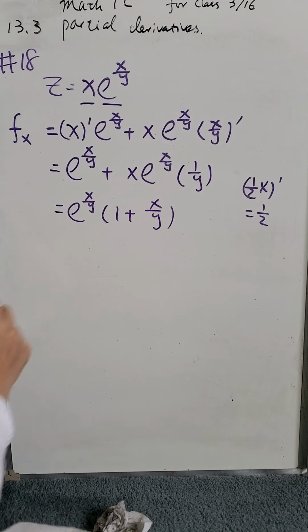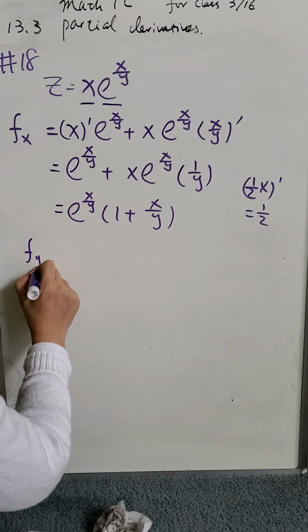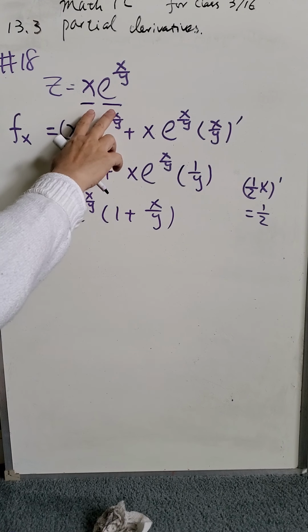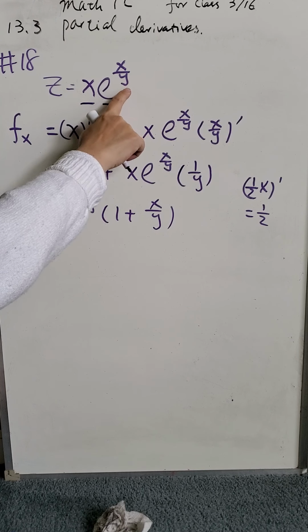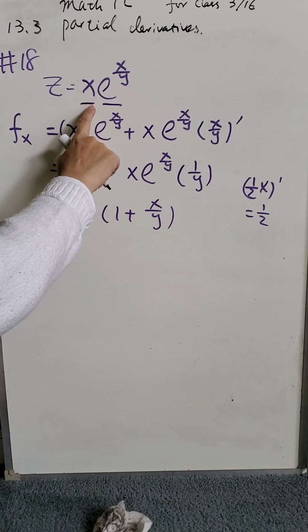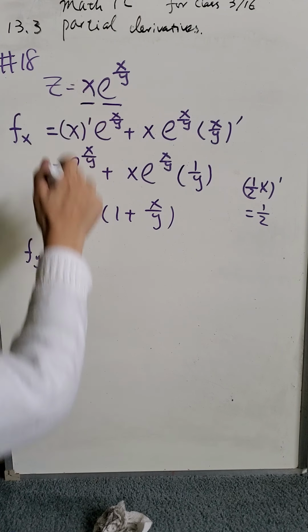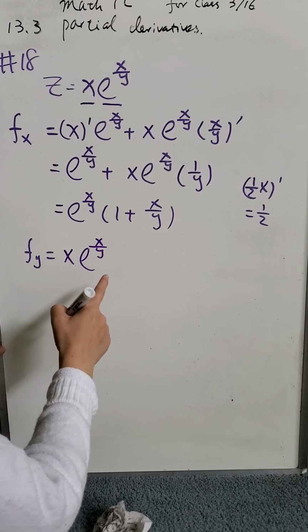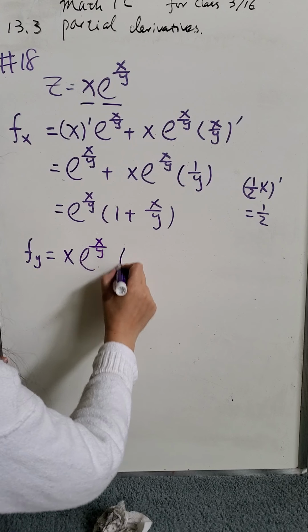Now we're gonna go for f sub y. Okay, for f sub y, this time you can look at the function here. You only have one place with y, so this will count as a number. So we don't do anything with it, we keep it. Now we take the derivative of this one.